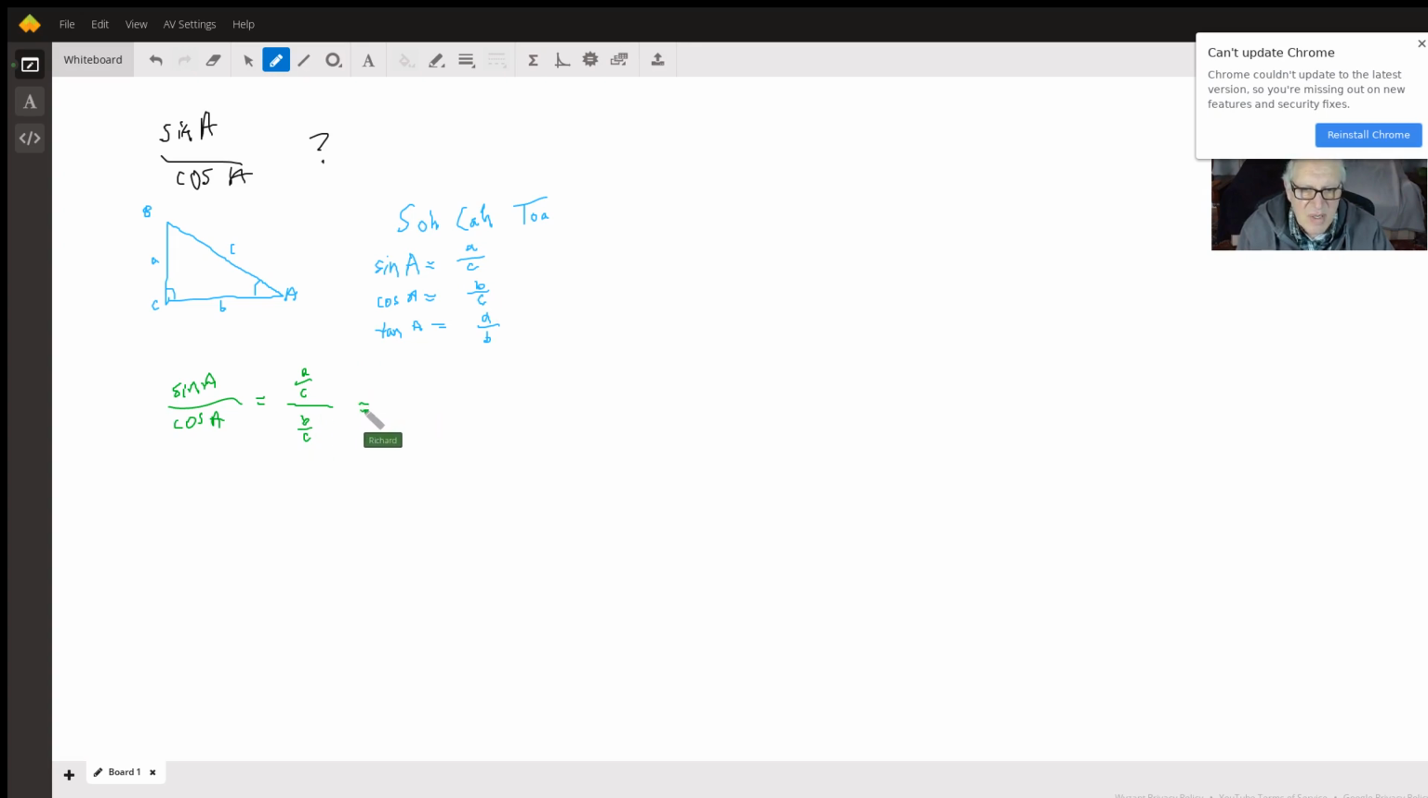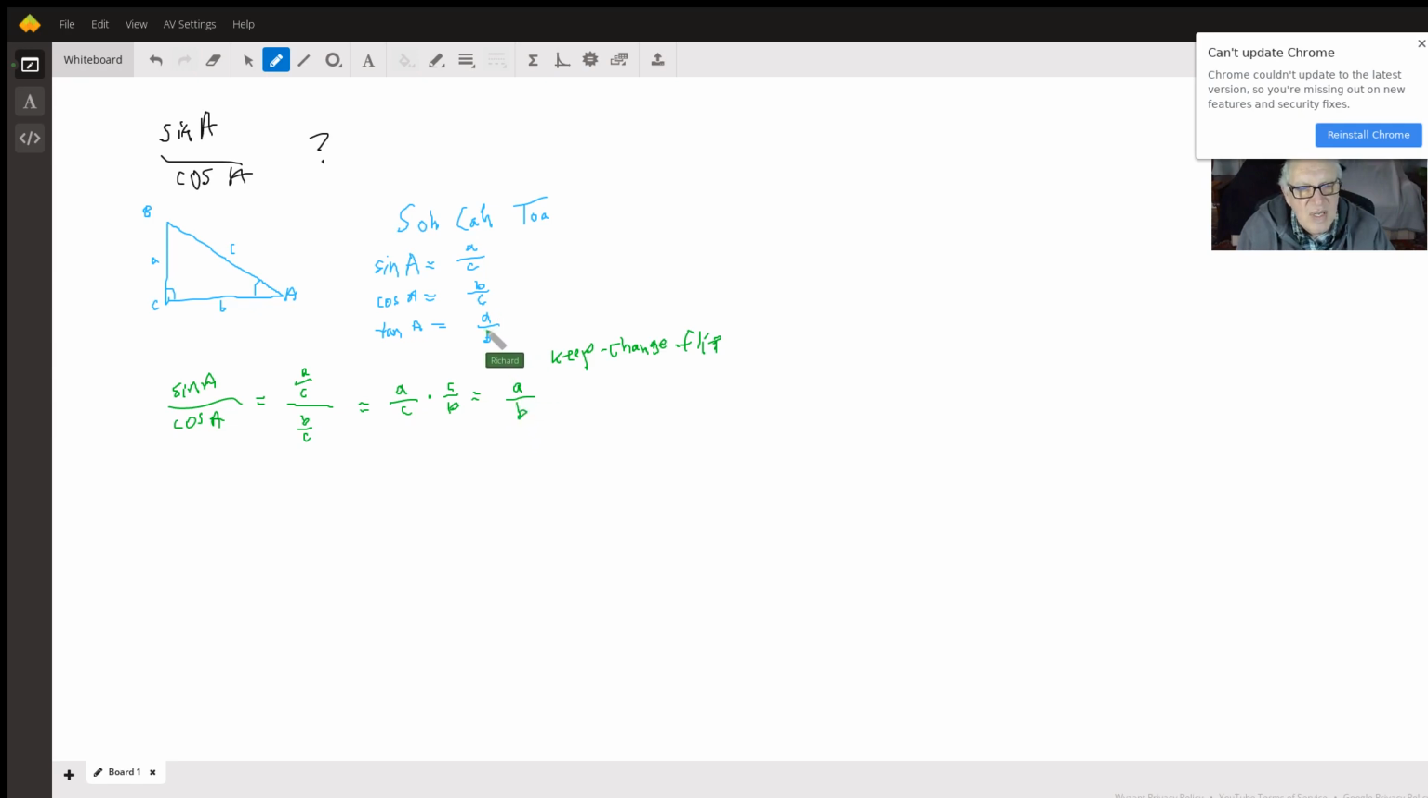And now we're going to do something called keep, change, flip. Hopefully you learned this in school. Keep, change, flip. This is from algebra. You keep the numerator, so that's the keep part. You change to multiplication. So this was originally division. Now we're changing it to multiplication. And we're going to flip the denominator so it becomes c over b. The c's cancel and we're left with a over b.